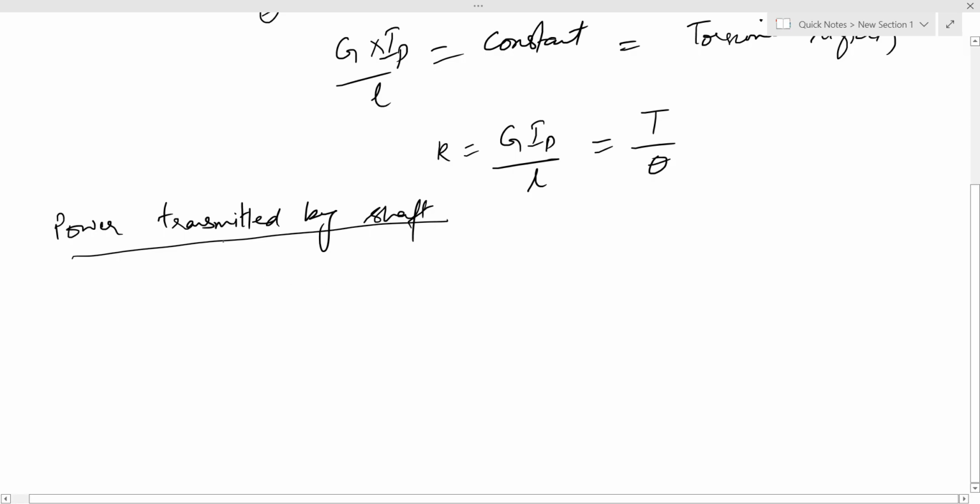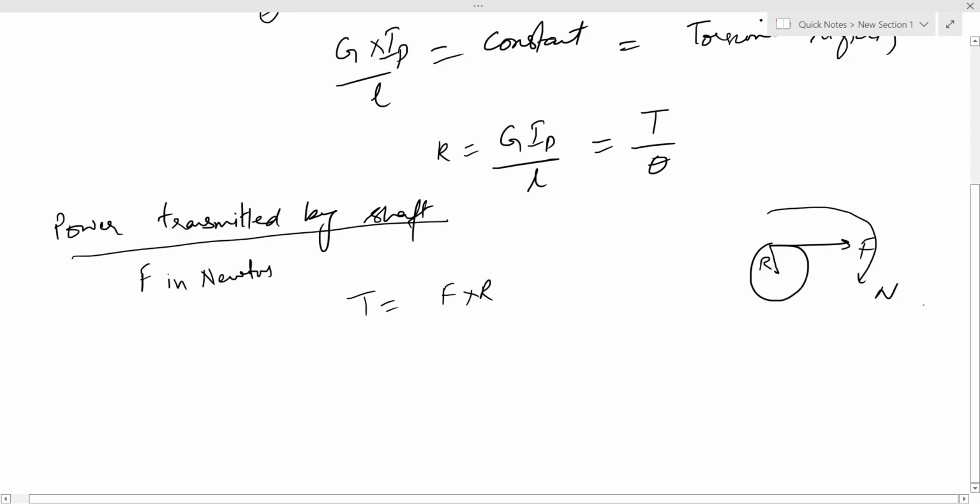Let us consider a force F in newtons that is acting tangentially on this shaft so that it starts to turn, and let the radius of this shaft be capital R. The twisting moment thus will be equal to F into R, the force into the perpendicular distance R, and the shaft will rotate at a speed of N rpm.